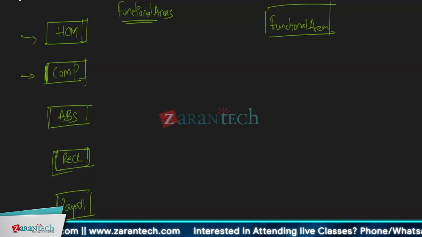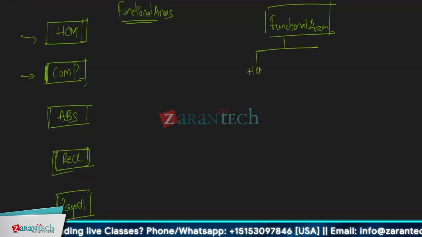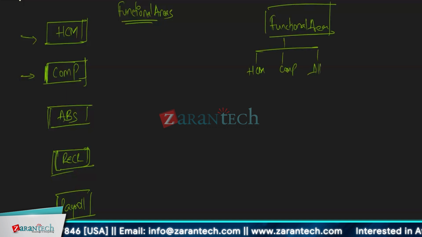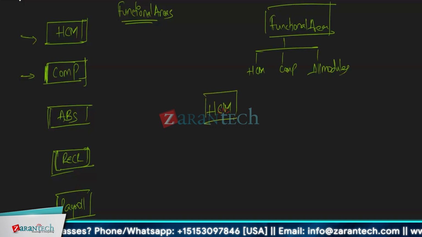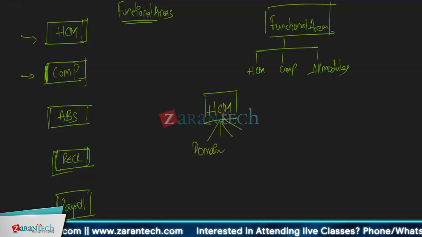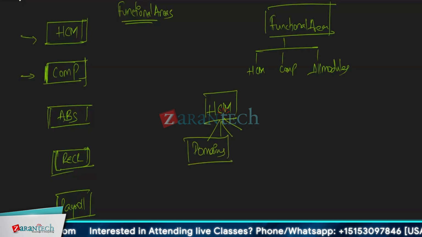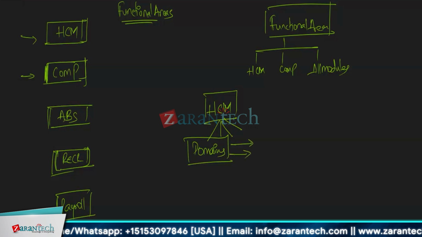Inside functional areas, you have things like HCM, comp, all the modules. Each module is a functional area in Workday. Now let us only take the HCM functional area for example. Inside the HCM functional area, you will see there are a lot of domains. Each domain will secure a number of actions.